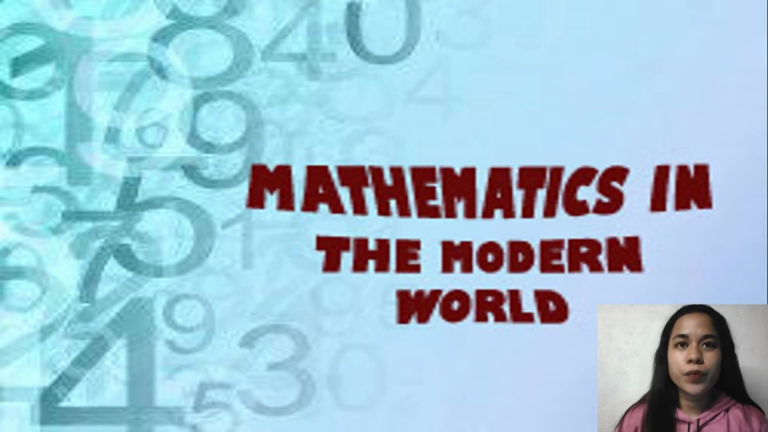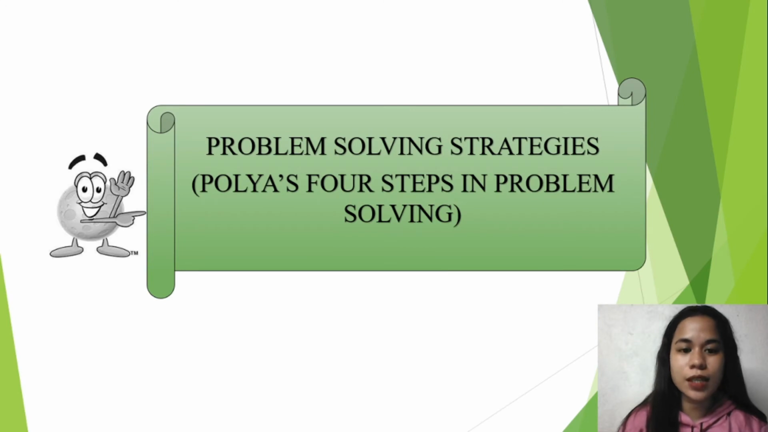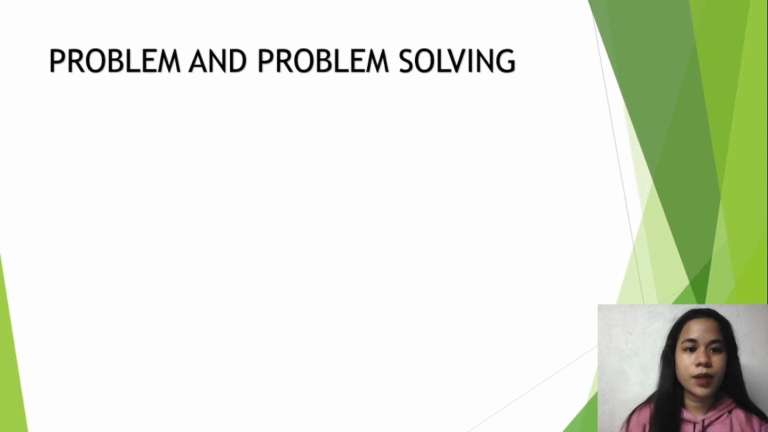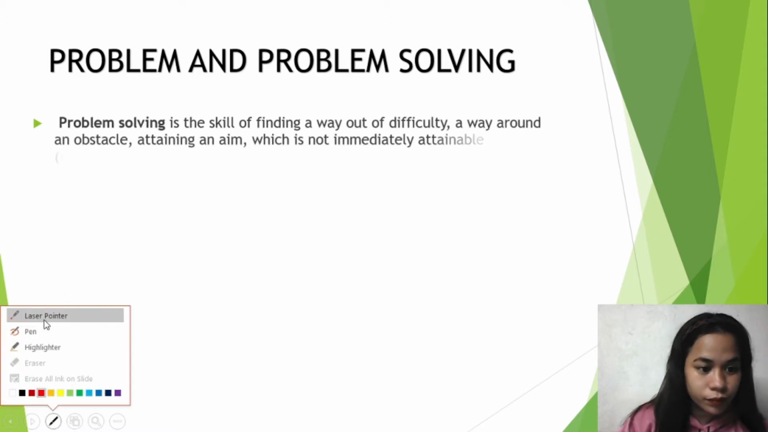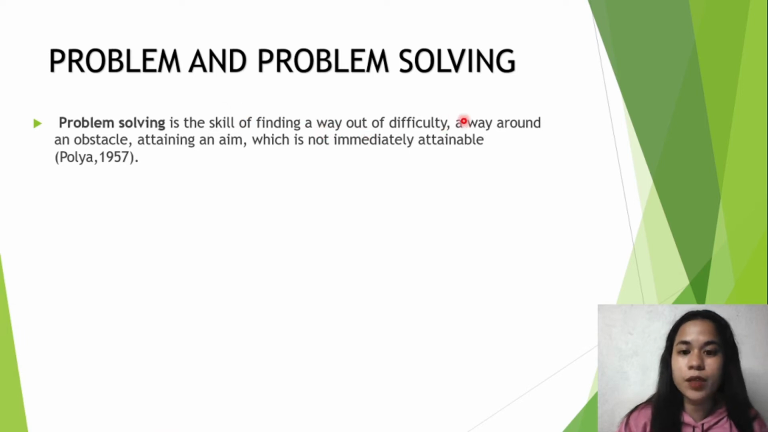In this video, we will discuss the first part of the second lesson, which is the problem-solving strategies, Polya's 4 steps in problem solving. But before that, let us first define what is a problem and problem solving. Problem solving is the skill of finding a way out of difficulty, a way around an obstacle, attaining an aim which is not immediately attainable. This definition of problem solving is according to Polya in 1957.